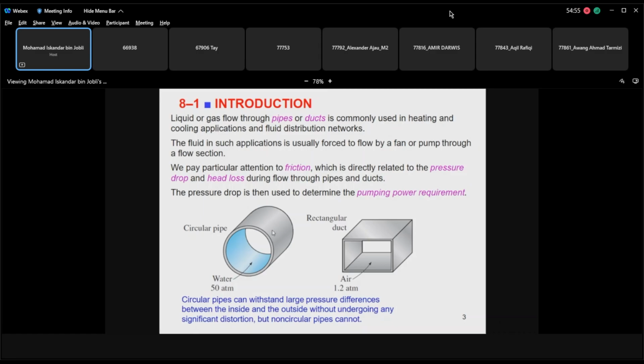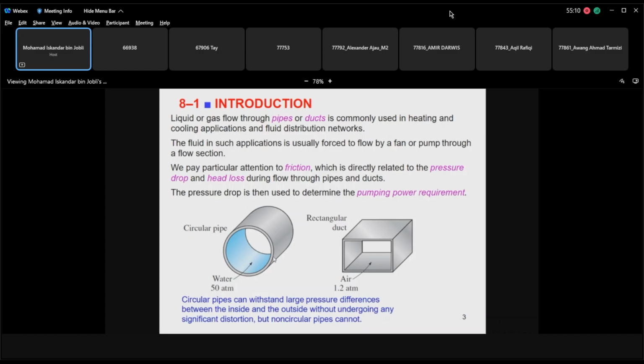So you have two types of piping networks. This one is a circular pipe. This one is a rectangular duct. We call this a rectangular duct, and we call this a circular pipe.